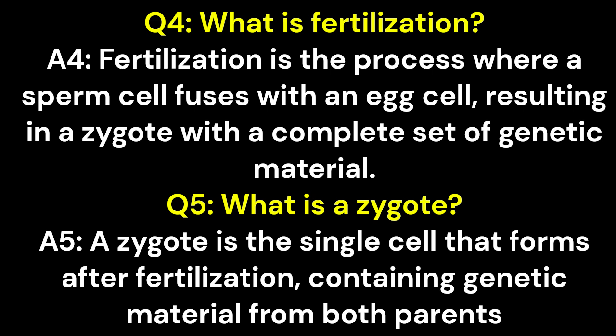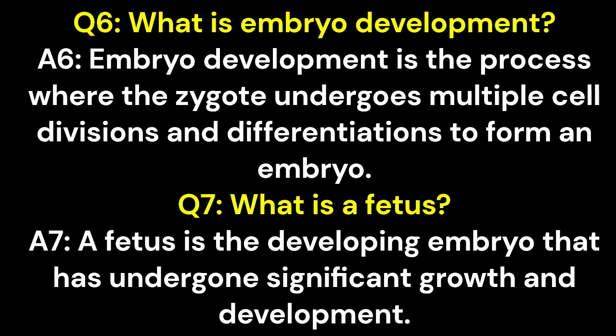A4. Fertilization is the process where a sperm cell fuses with an egg cell, resulting in a zygote with a complete set of genetic material. Q5. What is a zygote? A5. A zygote is the single cell that forms after fertilization, containing genetic material from both parents.